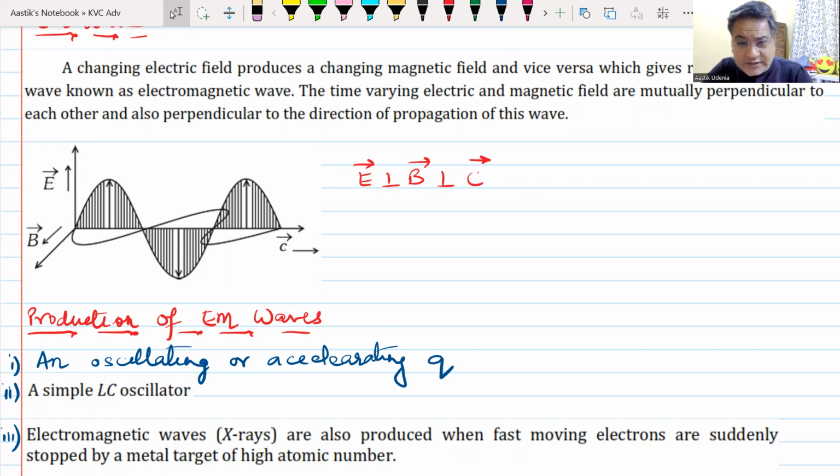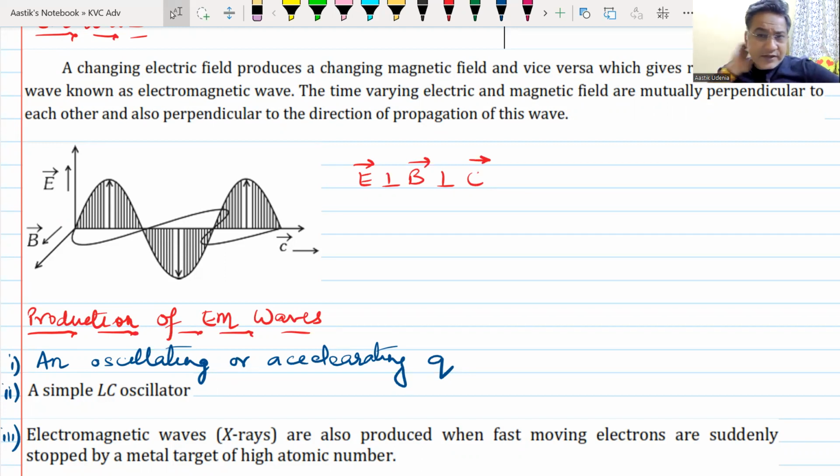You must have a changing electric field, which will give rise to a changing magnetic field. A changing magnetic field will give rise to a changing electric field. Because of this, you will have electric and magnetic fields in perpendicular directions, and perpendicular to the direction of the velocity or the direction of propagation.